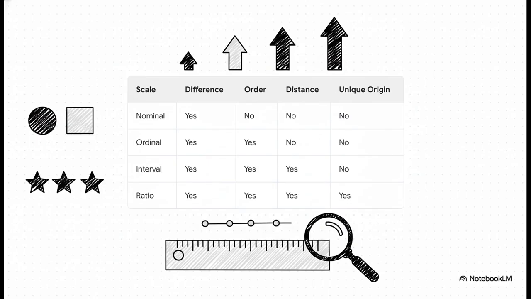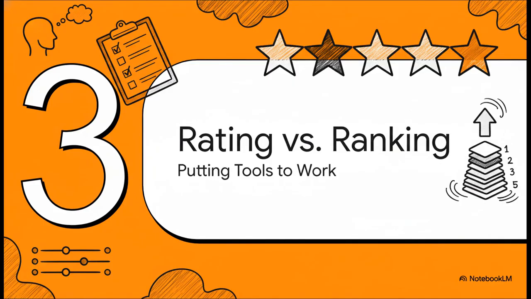And ratio gives you the whole shebang with a meaningful 0. The further down this table you go, the more powerful your analysis can be. And that's exactly why choosing the right scale from the very beginning is so important. Okay, so we've got our 4 fundamental scale types in our toolkit.